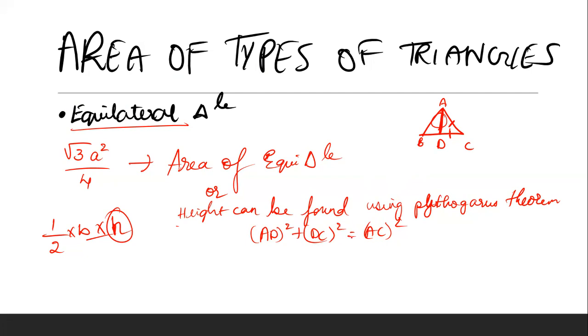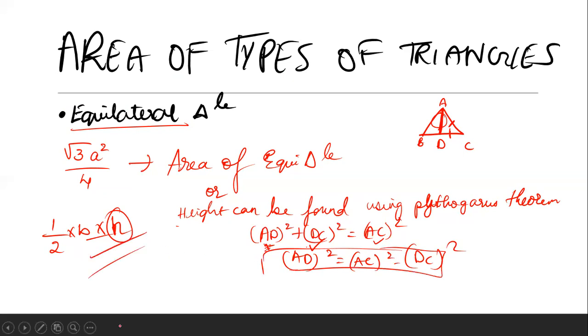So if they've given you AC and they've given you DC and you have to find out AD, obviously you can say that AD the whole square is equal to AC square minus DC square. Like this, you can put in the values and find out the height, and then you can of course use this formula as well. This is how we can find out the area of an equilateral triangle. Now, what about a right angle triangle? For this also we can use half into base into height. Here it's very easy to use this formula.